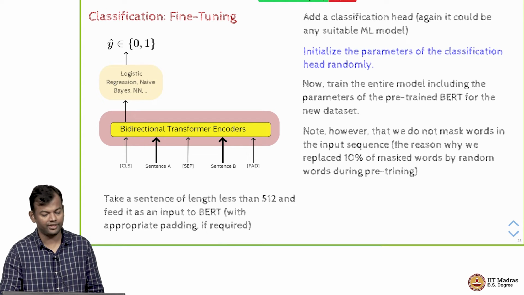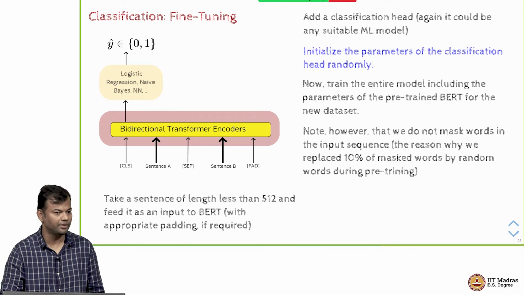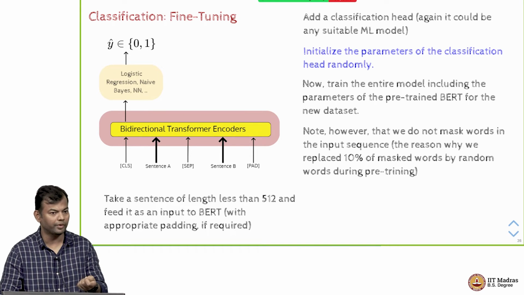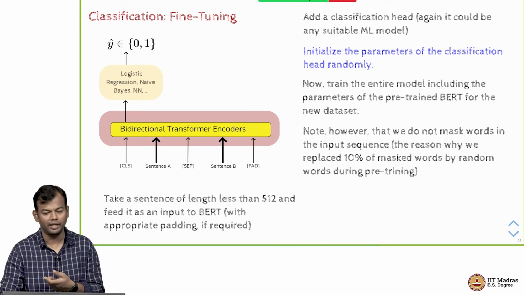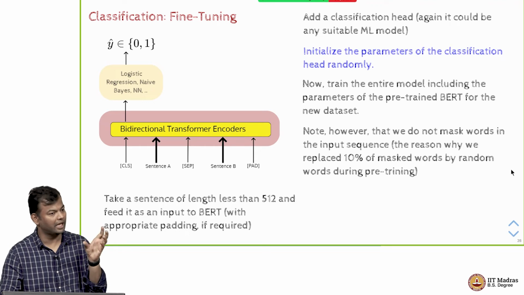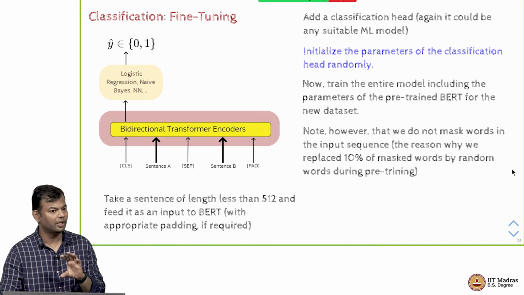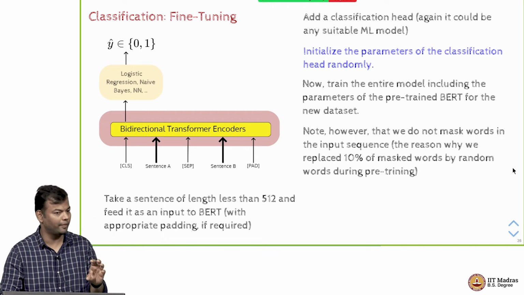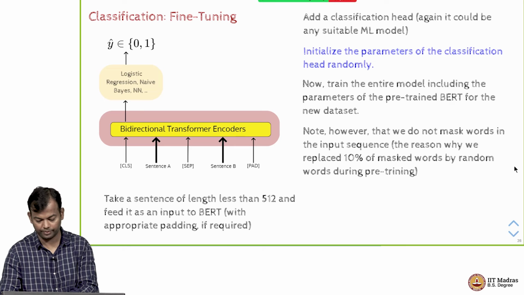So this is the catch. We do not mask the words in the input sequence because I don't want to feed it a review with some words masked. It does not make sense. That's the reason why we had replaced those 10% tokens with actual words, so that it knows that there will not always be masked tokens, there would be actual words also.